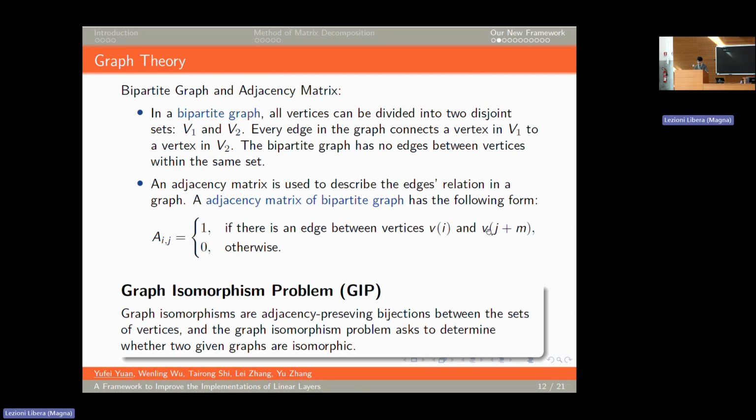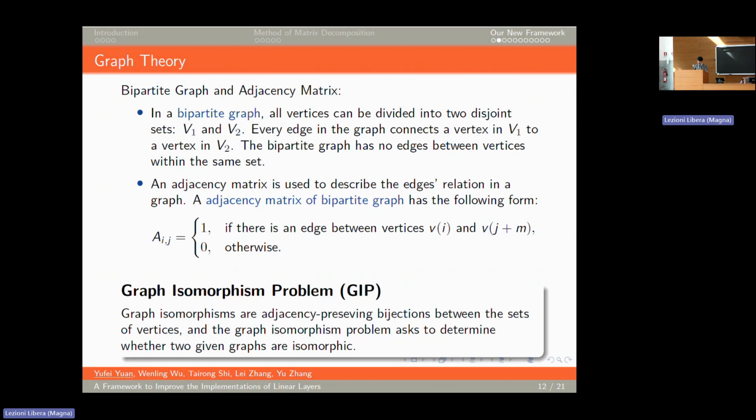Next, we will show that the problem of graph isomorphism in bipartite graphs is related to the equivalence relationship. A bipartite graph is a special graph in which all vertices can be divided into two disjoint sets, V1 and V2, and every edge in the graph connects a vertex in V1 to a vertex in V2. In other words, the bipartite graph has no edges between vertices within the same set.